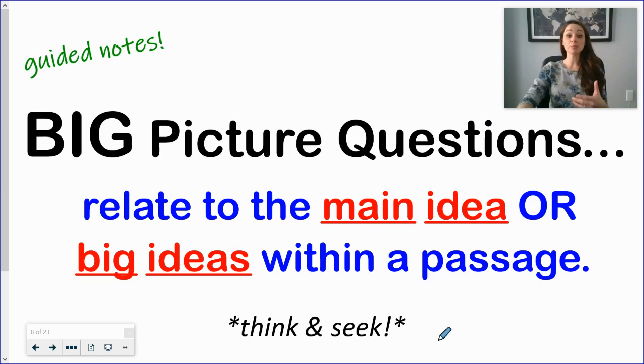So when reading, big picture questions relate to the main idea or big ideas within a passage. So make sure you get these in your guided notes. Big picture questions make you think and they make you seek. You have to find the answer to your question. They're not going to jump out at you. You're going to have to figure out the answer by collecting as many clues as possible. So again, big picture questions usually are related to the main idea or big ideas within a passage. So you have to think big overarching components, big overarching ideas within a passage.